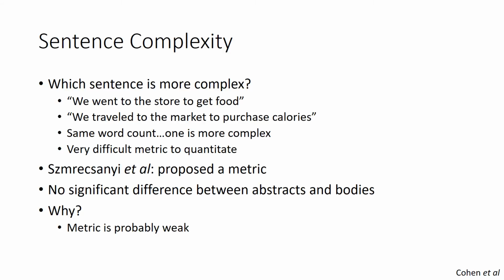So, hypothesis, which one is more complex? I went to the store to get food. Or this sentence, we traveled to the market to purchase calories. The first one seems to be a little bit less complex, but they have the same word count. So it's very difficult to have a metric that can quantitate these kinds of things. If there's no real significant difference between the abstract and the body, what do we do? The measure may be weak, but this part of the article was not very clear as far as how sentence complexity comes into play, and I would like to see an improvement on that.